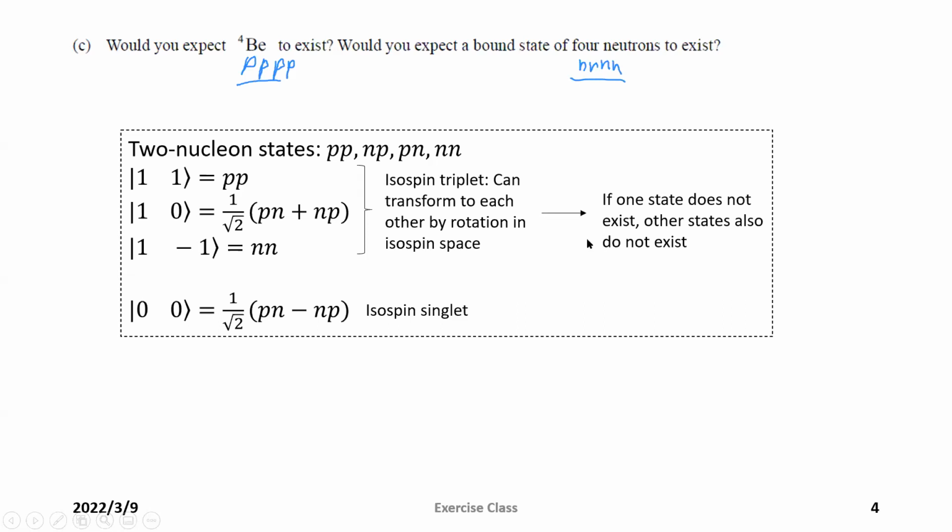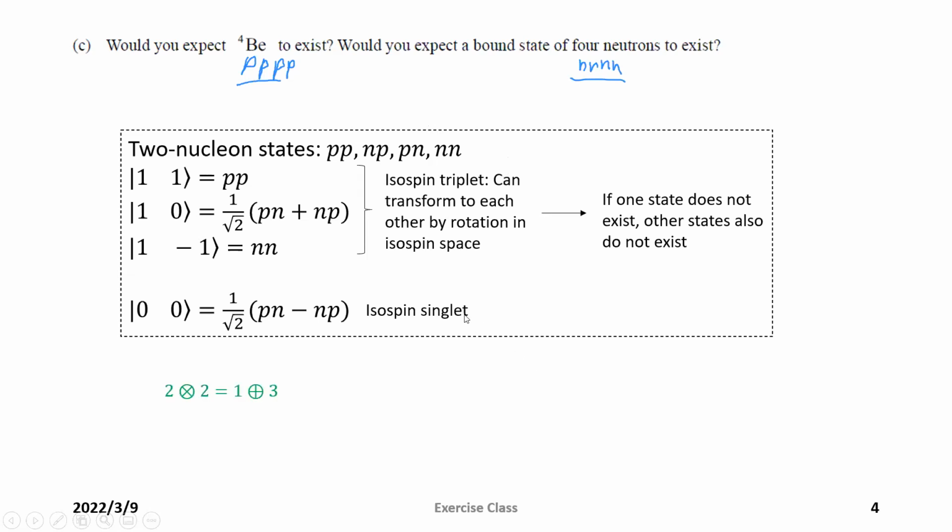And an important note is that if one of the states in a multiplet does not exist, then it automatically implies other states also do not exist, because they are just related by rotation. So if one state does not exist, then all the states in this triplet should not exist also. That's the key point for our discussion for the 4 neutron state.